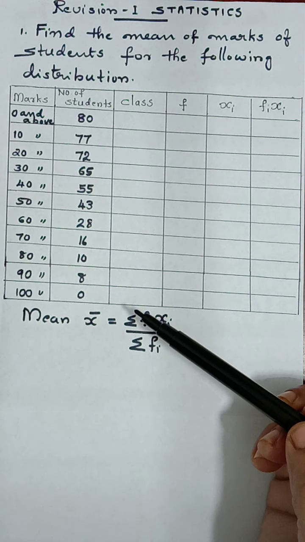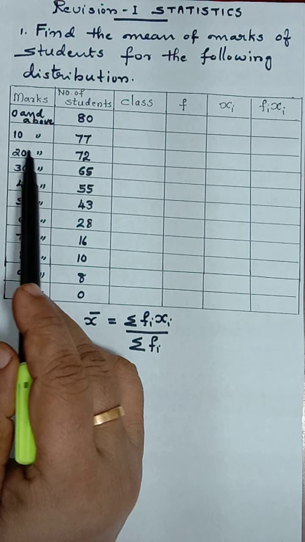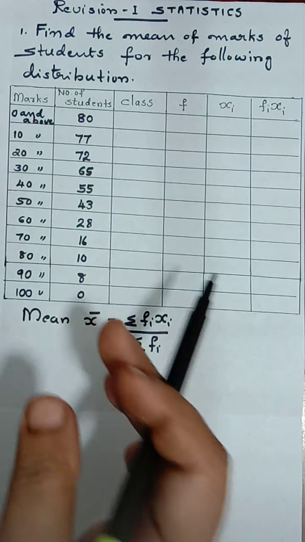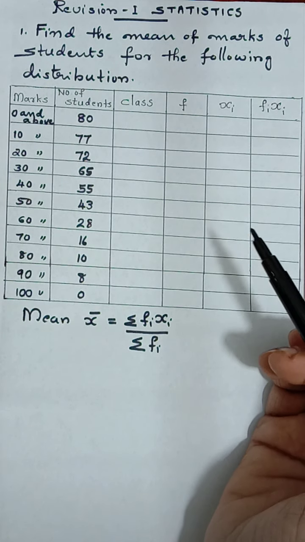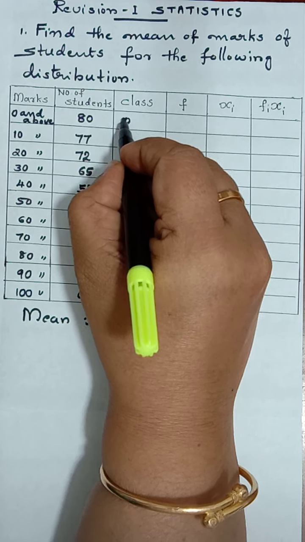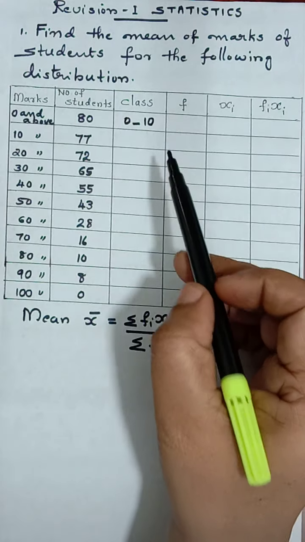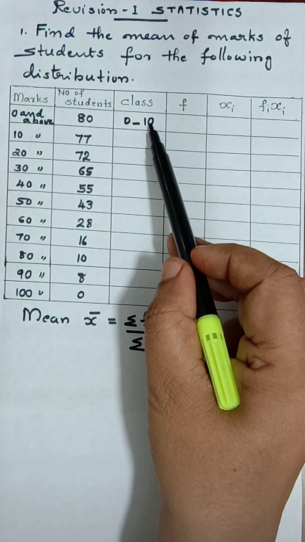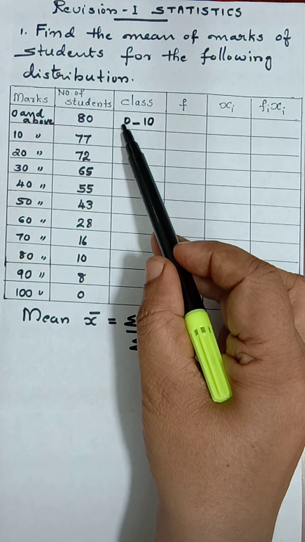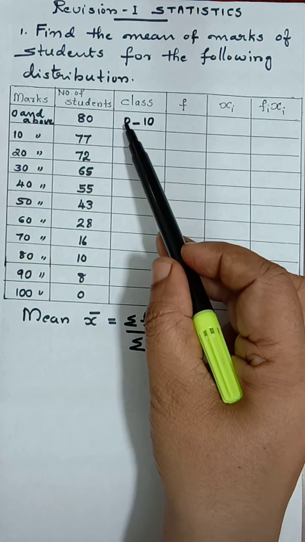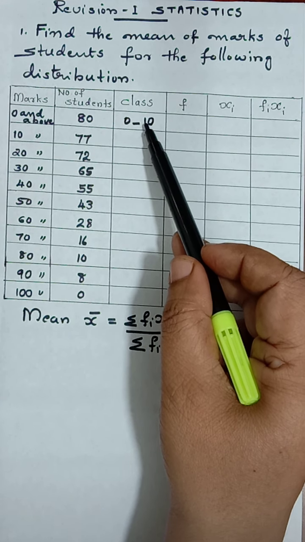First let us write the class. How do we get the class? 0 and above, 10 and above, 20 and above, etc. That means there is a size of 10. That is, the difference of upper limit and lower limit will be 10 here. So we can start like this. 0 and above means 0 to 10, let it be. This number is called the upper limit and this number 0 is the lower limit. Upper limit minus lower limit is called class size. 10 minus 0 is 10. So the class size of this interval is 10.